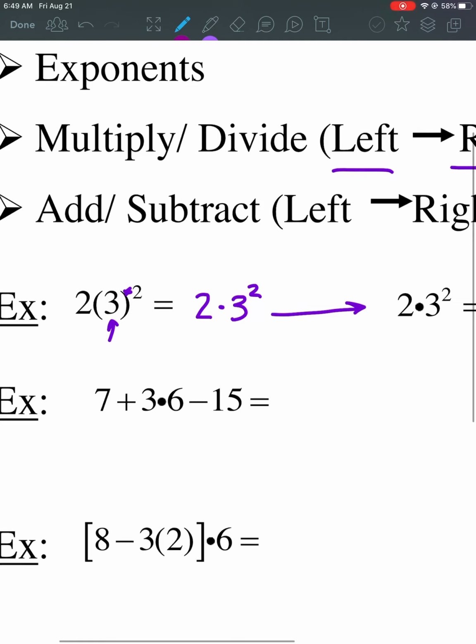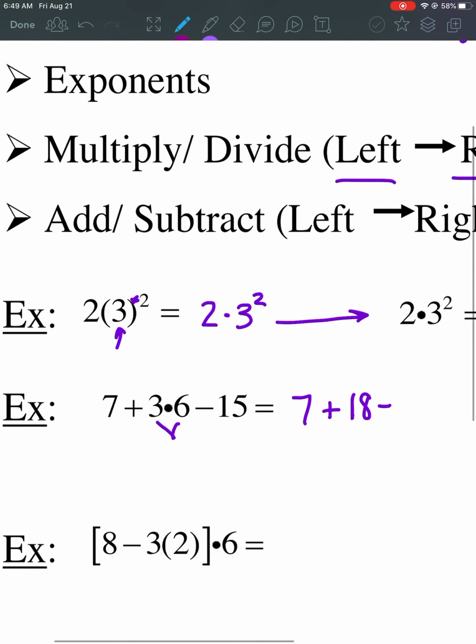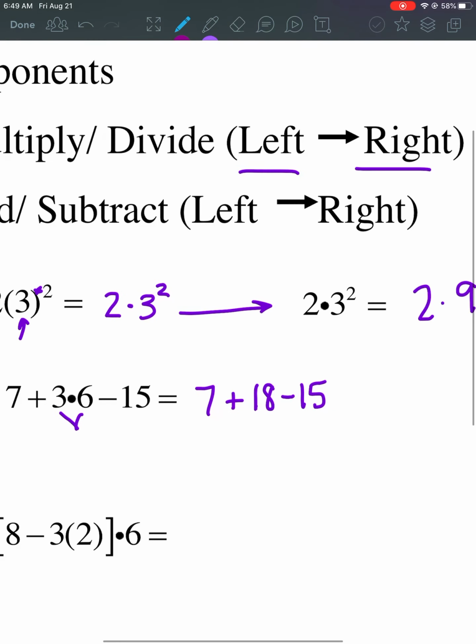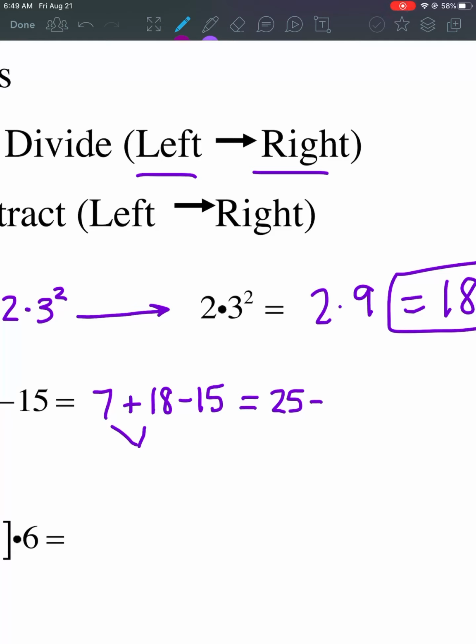All right. Next one, we have addition, multiplication, subtraction. So multiplication has to come first. I'm going to write down each step after we do each computation. So 3 times 6 is 18. And then we still have that minus 15. So now we have just addition and subtraction left, so we go left to right. What comes first is this 7 plus 18, so that is 25. And then 25 minus 15 is all we have left, so that equals 10.